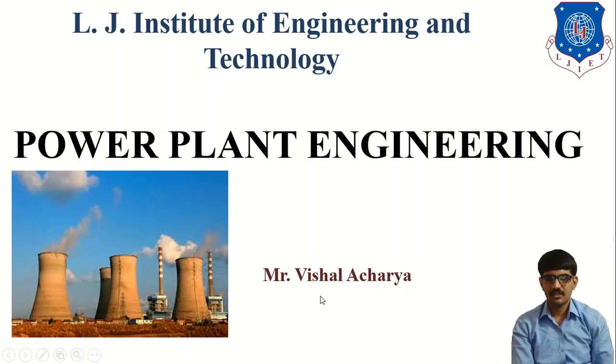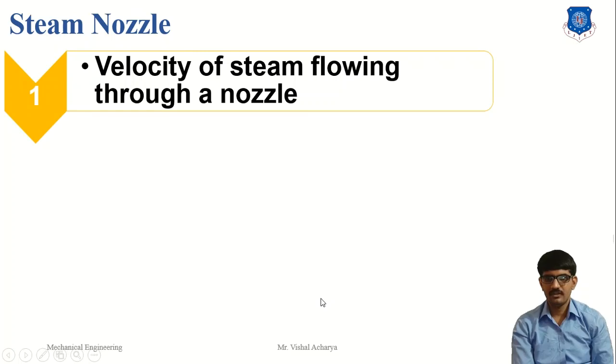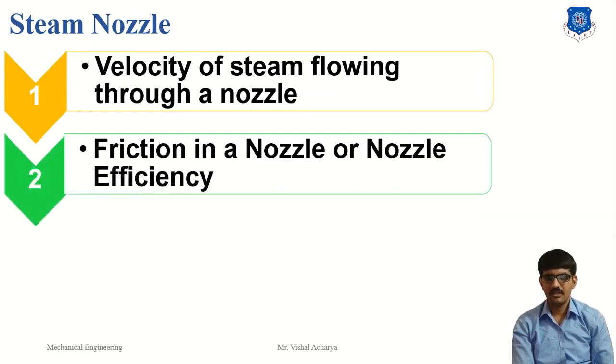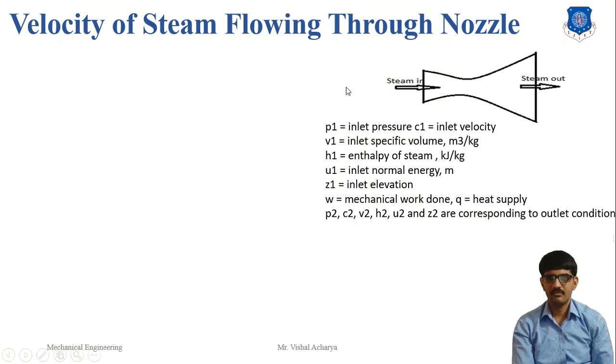Today we will discuss the velocity of steam flowing through the nozzle, and friction in a nozzle or nozzle efficiency. The last topic of this lecture is the mass flow rate of the steam through a nozzle. First, we discuss the velocity of steam flowing through a nozzle. Here steam is the inlet and steam is the outlet.